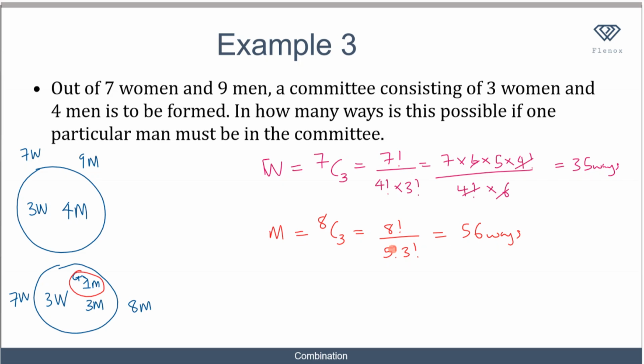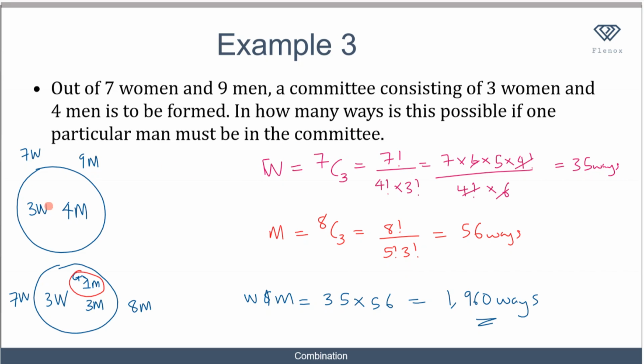So the number of ways of selecting both the women and the men, as we've discussed, is just going to be the multiplication of their individual possibilities. So that becomes what? 35 times 56, and that gives us 1960 ways. So there are now 1960 ways in which I can select 3 women from 7 and 4 men from 9 if a particular man must be in the committee.